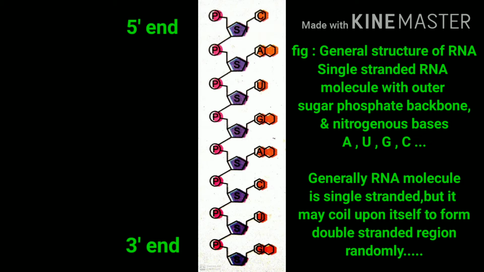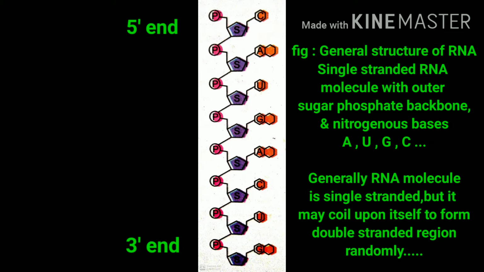Friends, RNA is a long chain of nucleotides joined by phosphodiester linkages. As we know, the chemical components of the RNA are ribose sugar, phosphate group and nitrogenous bases. There are four types of nitrogenous bases present in RNA: adenine, guanine, cytosine and uracil.